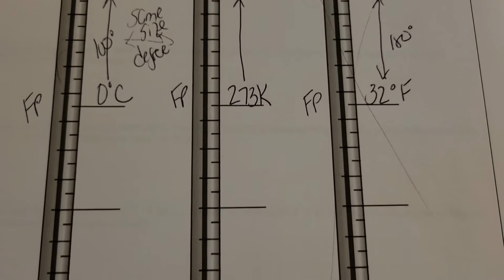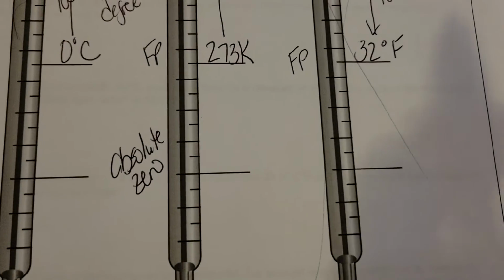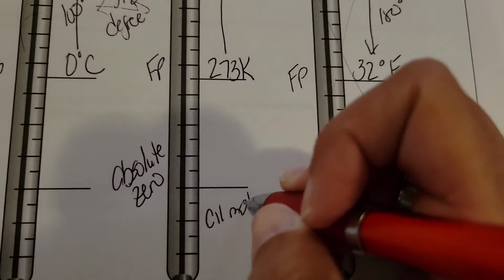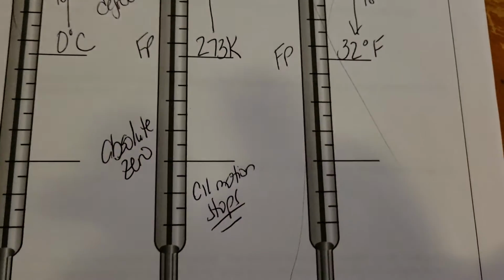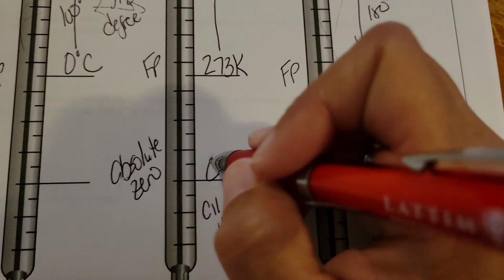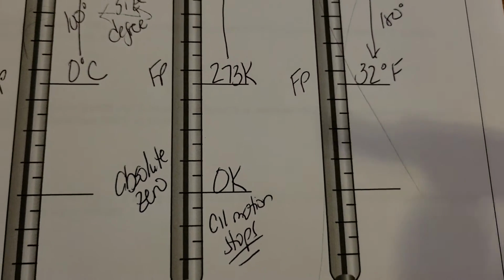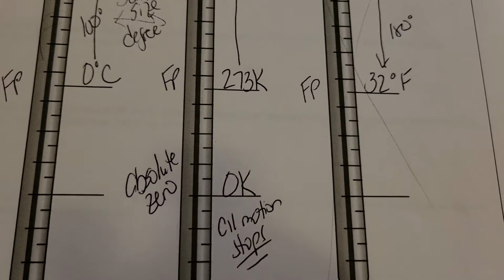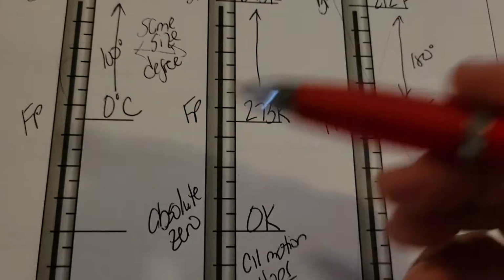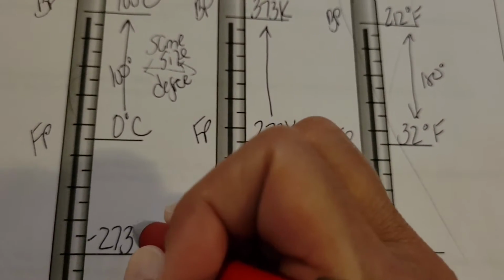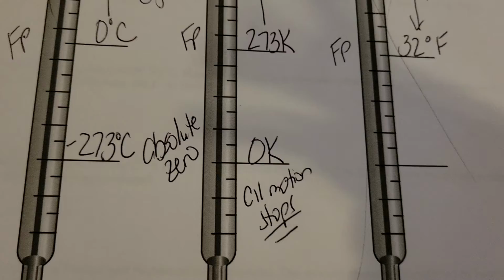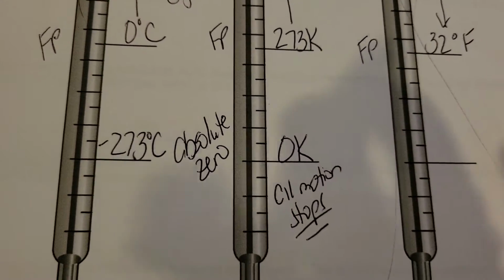So then you notice that there's a line down at the bottom. This is what we call absolute 0. It has never been obtained. It's when all motion ceases, all particle motion, and that's 0 Kelvin. So it hasn't existed. Scientists are trying to find it. But if these are the same size degrees, that would be negative 273 degrees Celsius. So that's how cold absolute zero is. All motion stops, and it hasn't been obtained.